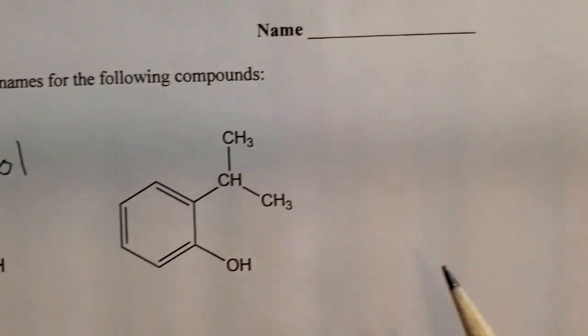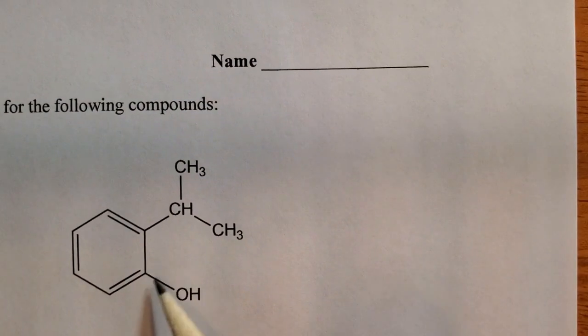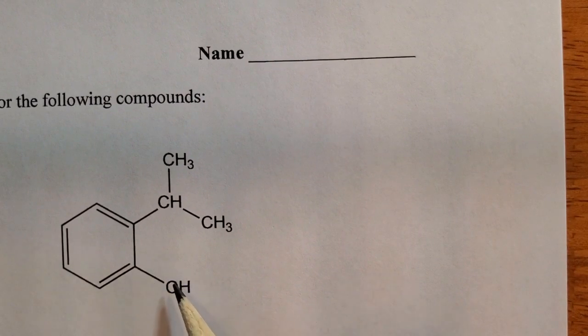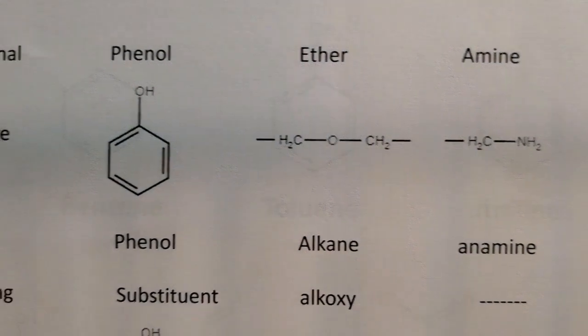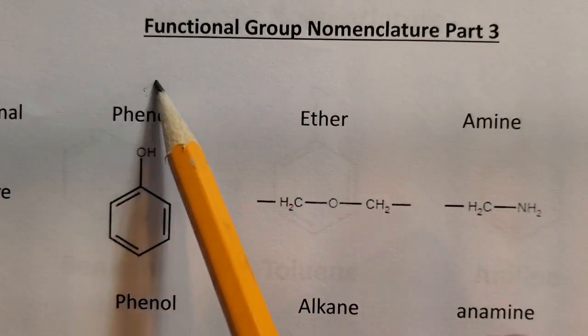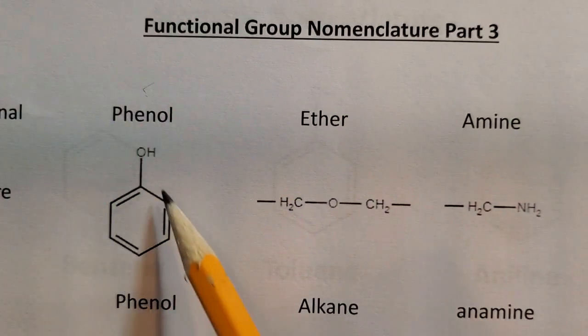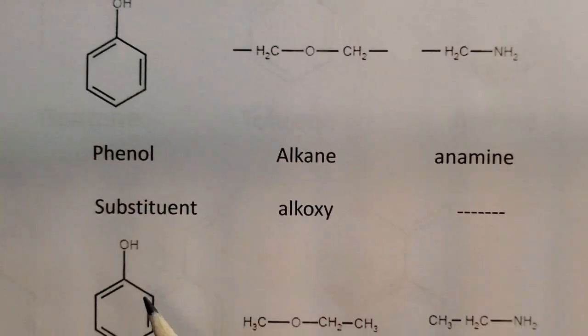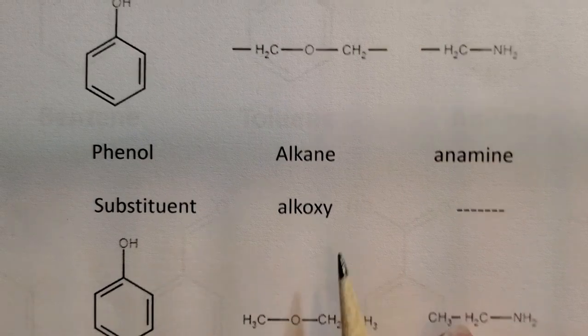Okay, so let's do this one. Now, it has an OH, but it's a special OH because it's bonded to an aromatic ring. So we're going to look this up on our cheat sheet, and we find out that this is a phenol. So it's a phenol. It's an OH bonded to an aromatic ring. It's going to end as phenol. Here's an example, 4-ethylphenol.